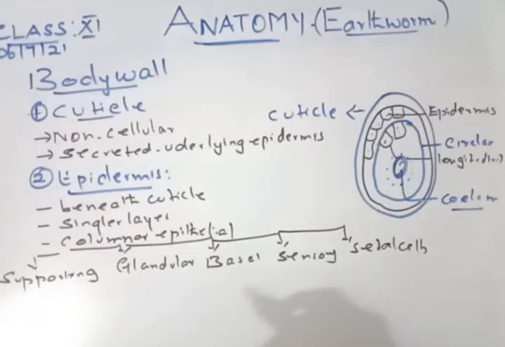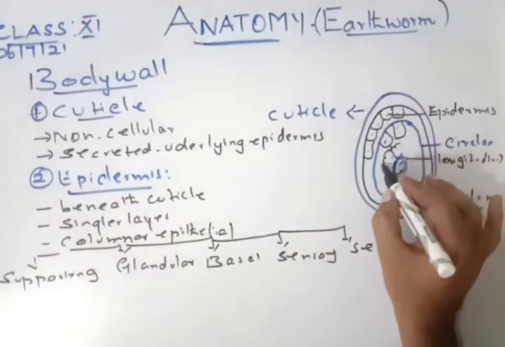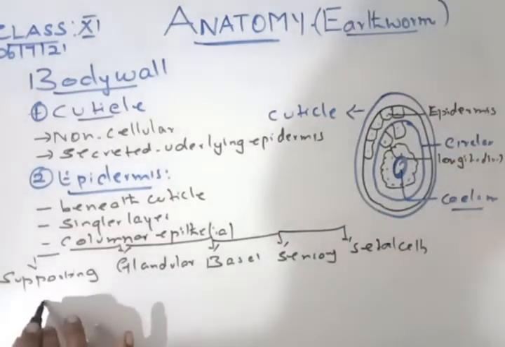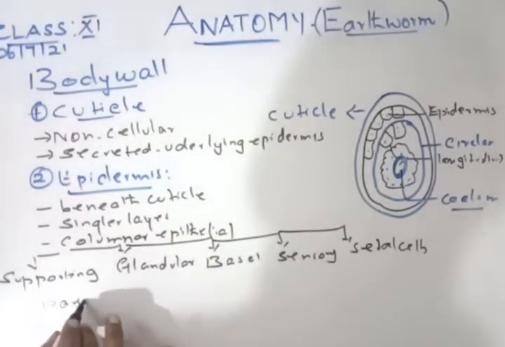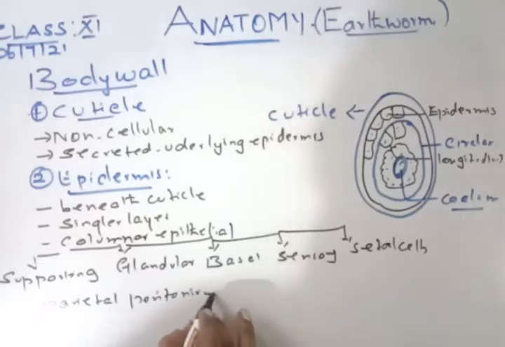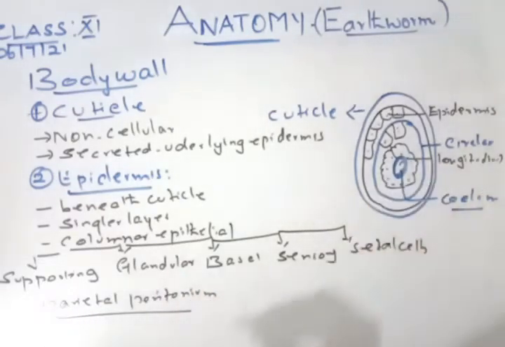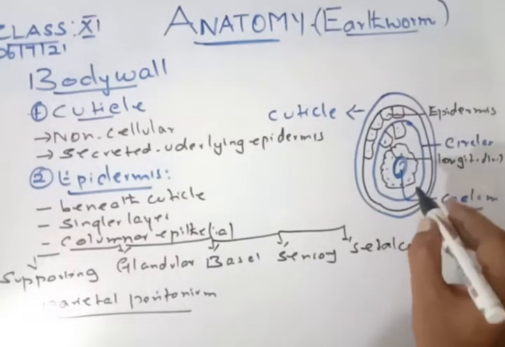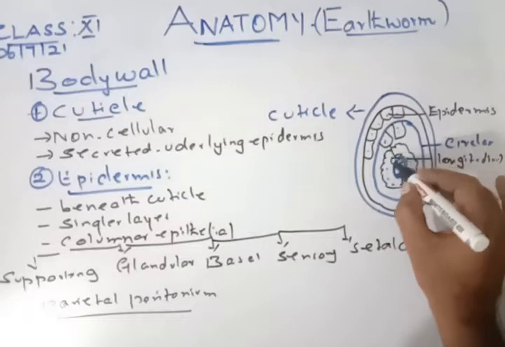Clear? Now this body cavity or coelom has two layers. One layer is present outside here, and this layer is called the parietal peritoneum. And this layer which is just close by this cavity here, in between only the cavity is there.